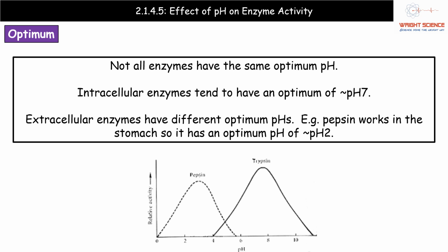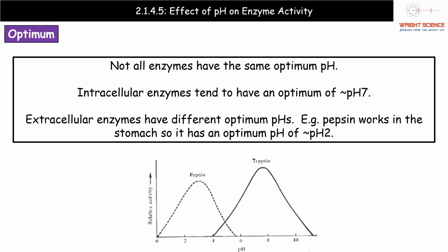Final point to remember about our enzymes is that they do not all have the same optimum pH. Our different enzymes are designed to work in different regions. So intracellular enzymes, the ones that are designed to work within the cell, are going to have an optimum pH of around about 7. Extracellular enzymes, the ones that we're going to be secreting into a different environment, will have varying optimum pHs depending on where they're being secreted to.